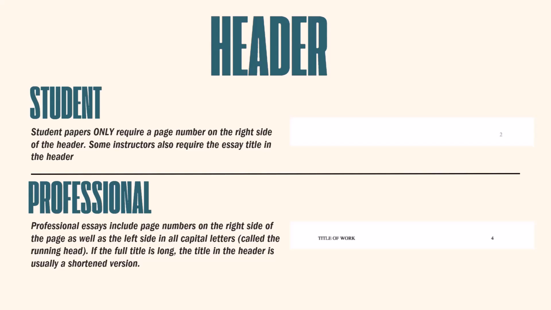If you have a professional paper or your professor says, hey, can you add that title in your header? Your title will go on your left-hand side. So page number on the right, title on the left. And the title goes in all capital letters. This is sometimes called a running head. So if your professor also says, hey, can you put a running head on your paper? Same deal. Normally you'll put the full title unless it's super, super long. If it's super, super long, you'll put a shortened version.